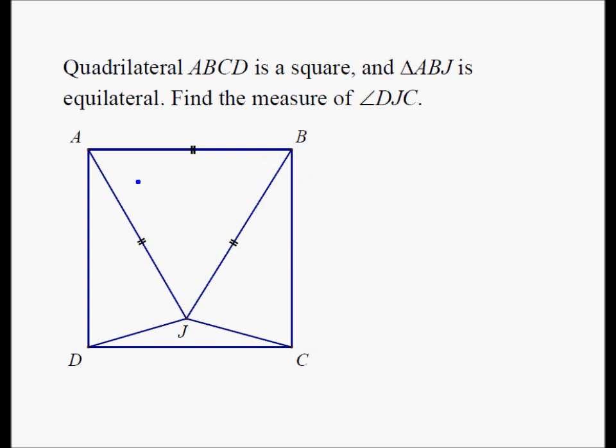That tells me that each angle of this triangle ABJ has to be 60 degrees. Why? Because we know three angles of a triangle add up to 180. If you take 180 divided by 3, you're going to get 60 degrees, so each angle has to be 60 degrees. So this has to be 60. This has to be 60. And this has to be 60.